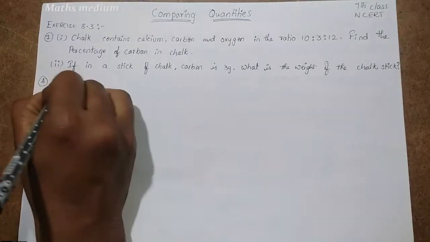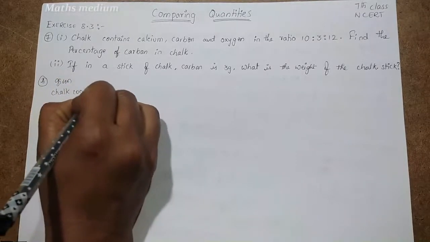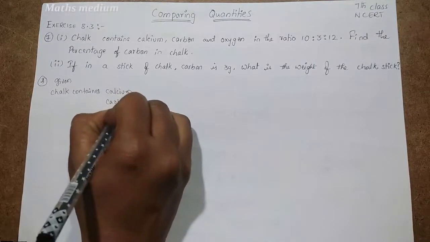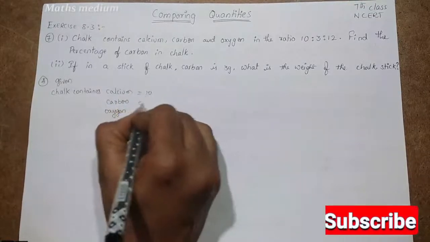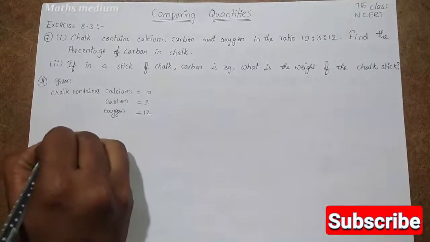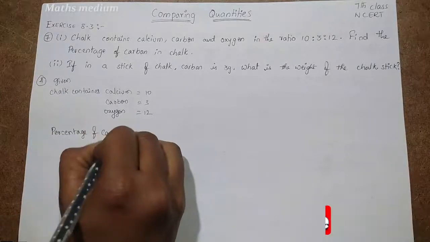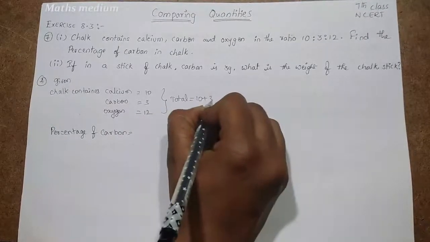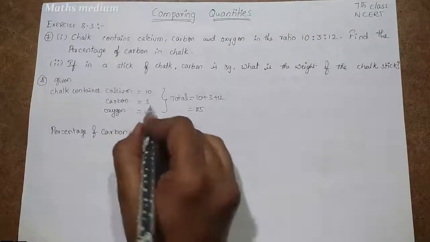So given, chalk contains calcium, carbon and oxygen. It is in the ratio of 10:3:12. Find the percentage of carbon. So we have to find the total. That is 10 plus 3 plus 12. It is 25.